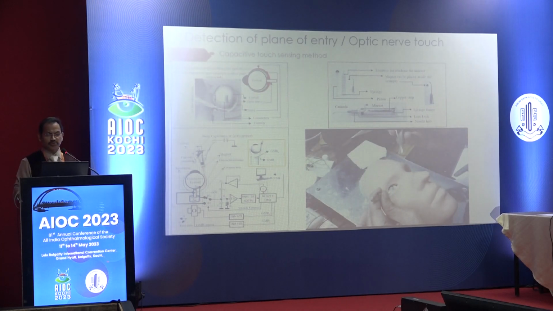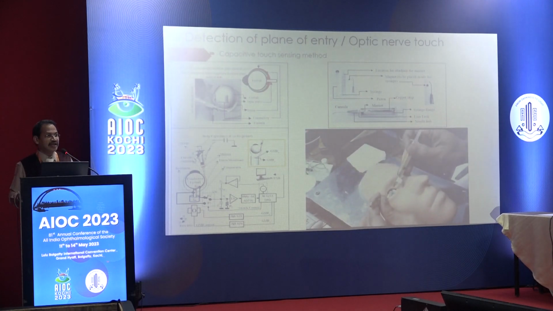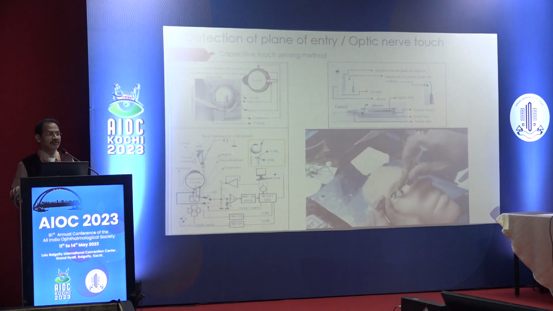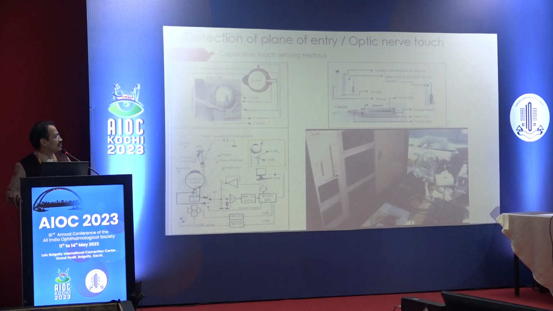I will show a small video here. Here they are making a nick using the conjunctiva. This is done in the IIT lab, so that is why the surrounding is full of electrical equipment, and this is not a hospital setting. So you can see the green light is glowing because they are in the correct plane. This is by the mechanism called the capacitive touch sensing method.